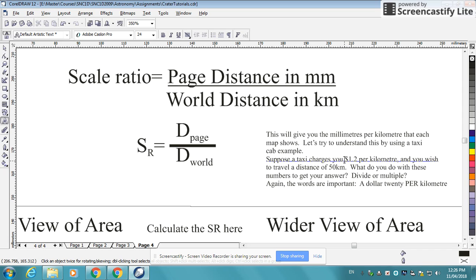And it will make common sense, like a taxi cab driver. If he's charging you $1.20 per kilometer and you travel a distance of 50 kilometers, how can you calculate the total? Well, it's common sense, $1.20 per kilometer. So if you go 50 kilometers, you multiply.